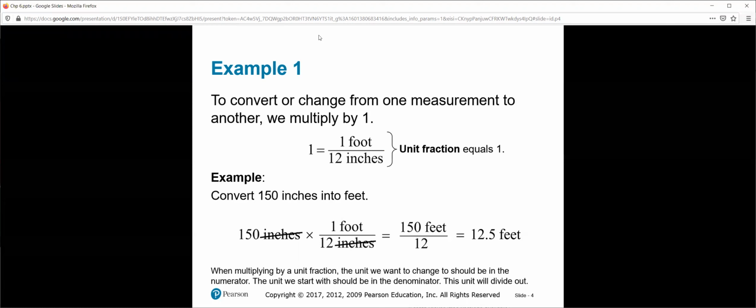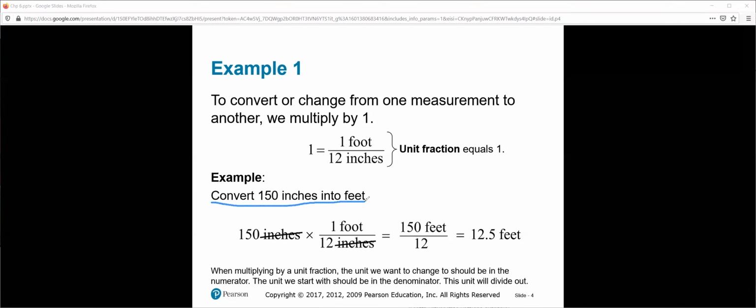Okay. In this example here, we notice convert 150 inches to feet. Okay. Well, if you're just going to think about the wording, think about how to solve this in your head, you know that there are 12 inches in a foot, right? But is this question going to be 150 times 12?